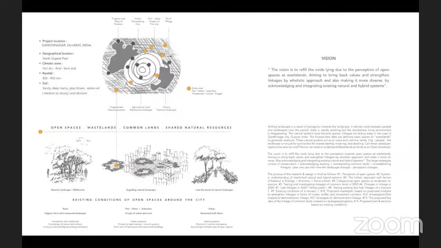The natural areas are getting engulfed by evolving cities, and people have lost the touch of nature. These past natural pockets act as an oasis, common lands, and shared natural resources that are threatened in peri-urban areas. Cities, people, landscape is not just for survival, but for shared identity, meaning, and dwelling. Hence, the vision is to refill voids lying due to perception of open spaces as wastelands, aiming to bring back values and strengthen linkages by a holistic approach and also making it more diverse by acknowledging and integrating existing natural and hybrid systems.